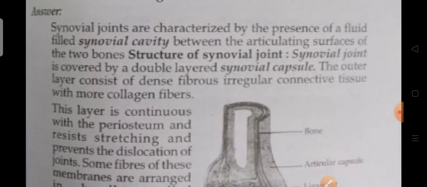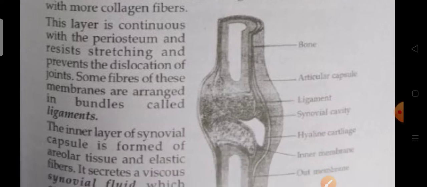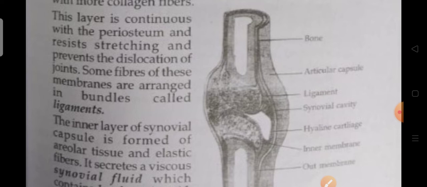Next, describe the structure of the synovial joint with the help of a neat labelled diagram. Synovial joints are characterized by the presence of a fluid called synovial fluid, which fills the synovial cavity between the articulating surfaces of the two bones. The synovial joint is covered by a double layered synovial capsule. The outer layer consists of dense fibrous irregular connective tissue with collagen fibers. It is continuous with the periosteum, resists stretching and prevents dislocation of the joints.